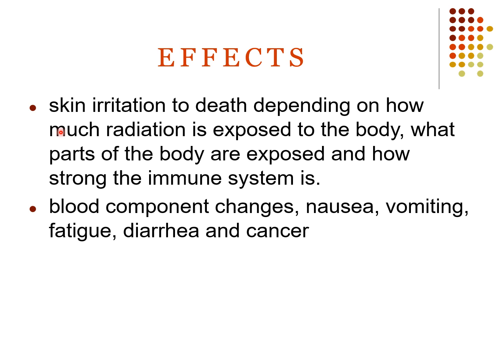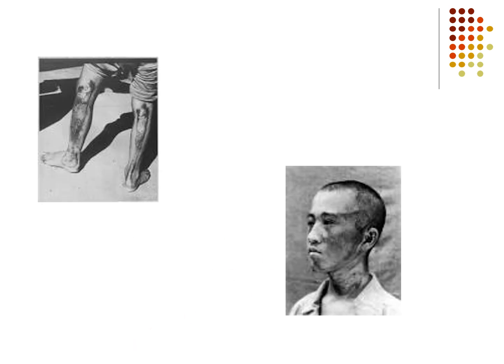The immediate effect will be skin irritation. Sometimes it leads to death, depending on how much radiation the body is exposed to, how long our body is exposed, what parts of the body are exposed, and how strong the immune system is. If our immune system is strong, then the condition is harmless. Some of the effects are blood component changes, nausea, vomiting, fatigue, and diarrhea. The worst condition is cancer. These are some of the figures.